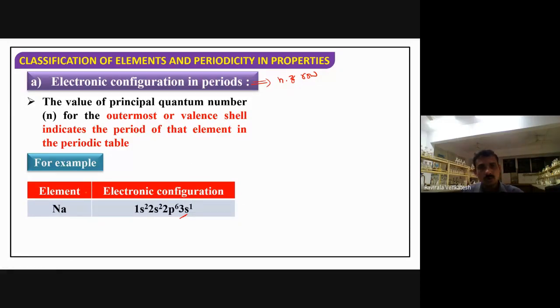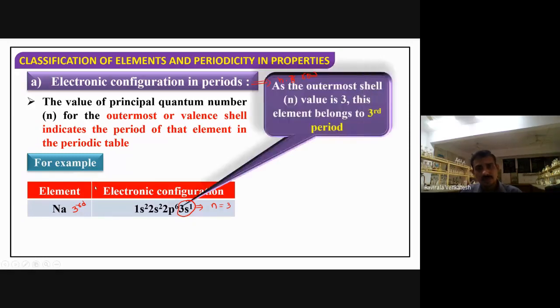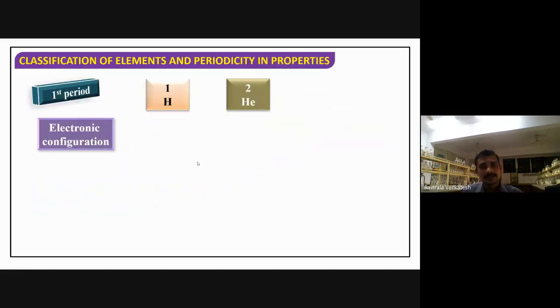Again, you see the outermost shell. Which is the outermost shell here? This part. This is the outermost shell. Outer means the last one. The last orbit is 3. That is the principal quantum number, n is equal to 3 here. Therefore, it belongs to which period? You are saying second period? This is the way of listening to the class. So it belongs to the third period. In this way, this is the method of identifying the period number by using electronic configurations. Okay. Next.